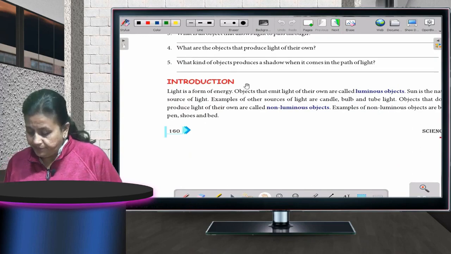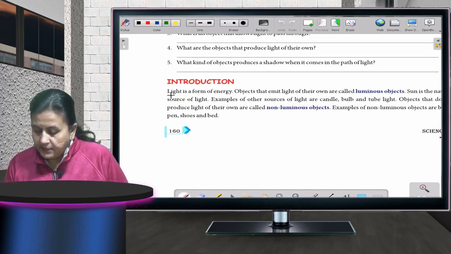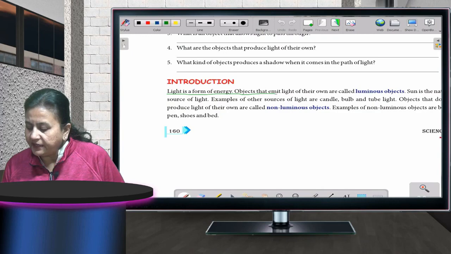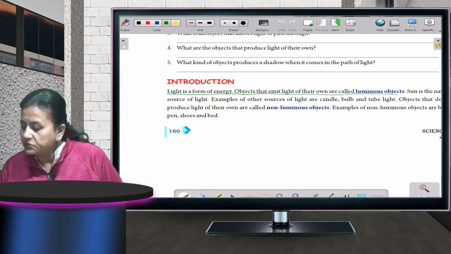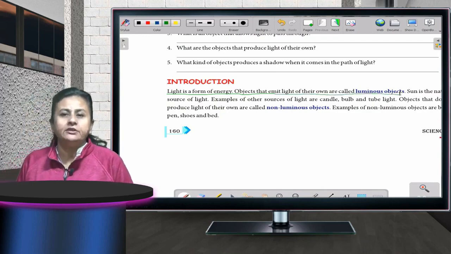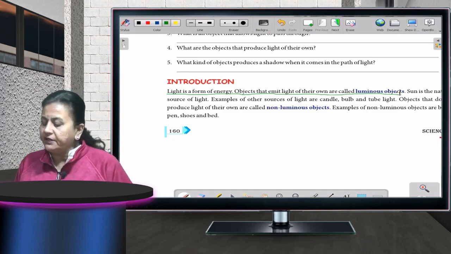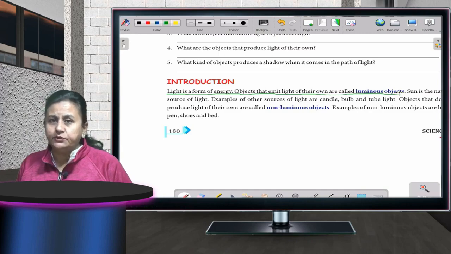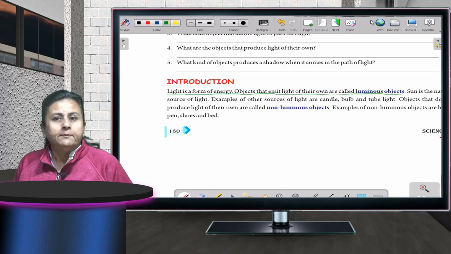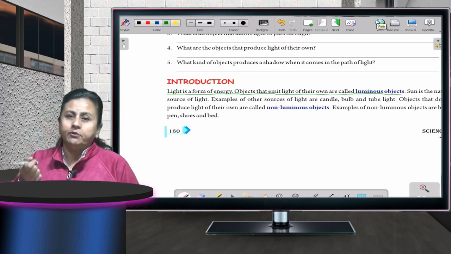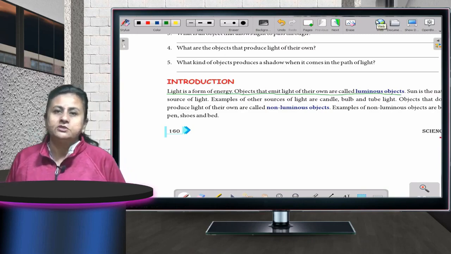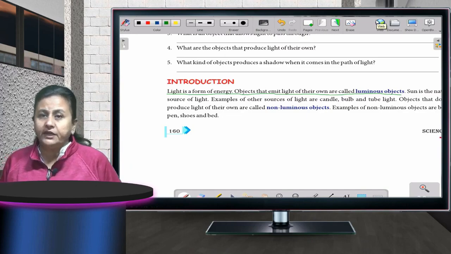See children, light is a form of energy. Objects that emit light of their own are called luminous objects. Light is a form of energy which makes anything visible. And the things which emit their own light are called luminous objects, like I told you just now about the sun. On the other hand, the things which do not emit light on their own are called non-luminous objects, like a pen in my hand. The book which you have, these are all non-luminous objects because they are not emitting light of their own.